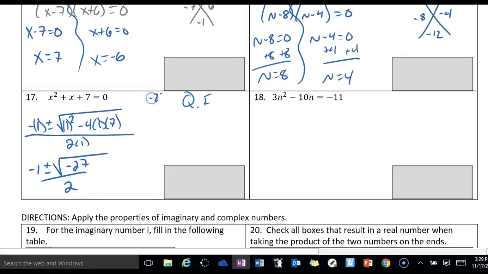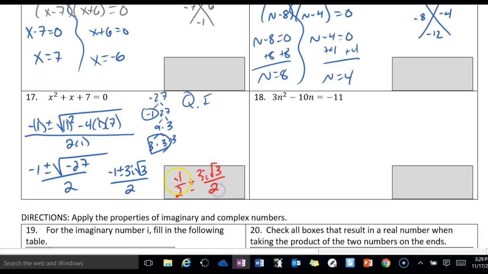So negative 27, take out the negative. Simplify numbers that multiply to 27, 9 times 3. Break this down to 3 times 3 times 3. Here's my pair. So it's negative 1 plus minus 3, and then the imaginary number i, square root 3, all over 2. And the last step would be just to separate them. Negative 1 over 2 plus minus 3i radical 3 all over 2. There's no simplifying anywhere. I'm done.